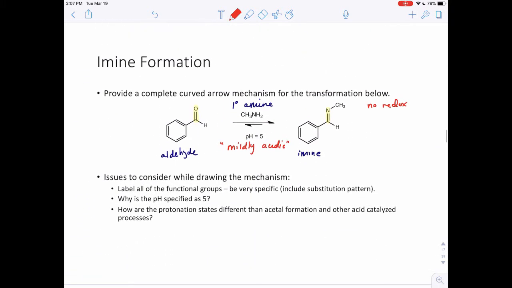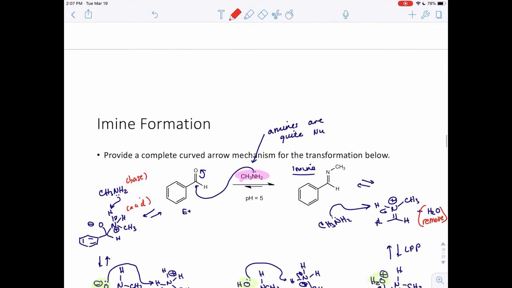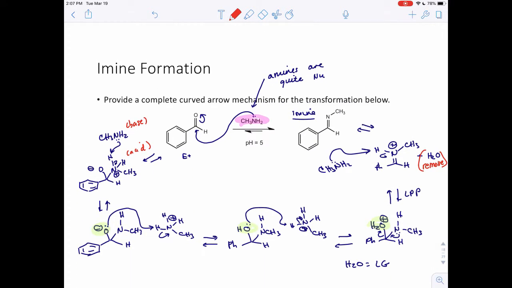Okay, so in the process of drawing that mechanism, we did address how the protonation states are different than in acetal formation. But again, the big difference is that you attacked the neutral aldehyde, and you did that because amines are quite nucleophilic. And then that required these kind of weird protonation steps, and that's why we have pH 5. So we can go ahead and make water a good leaving group and form the imine.